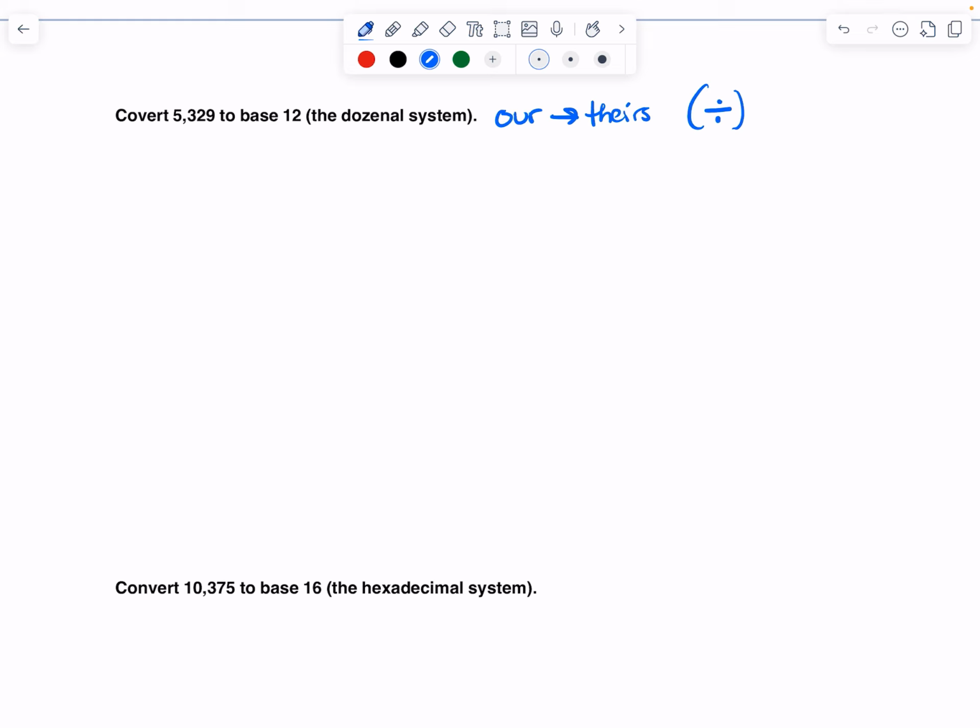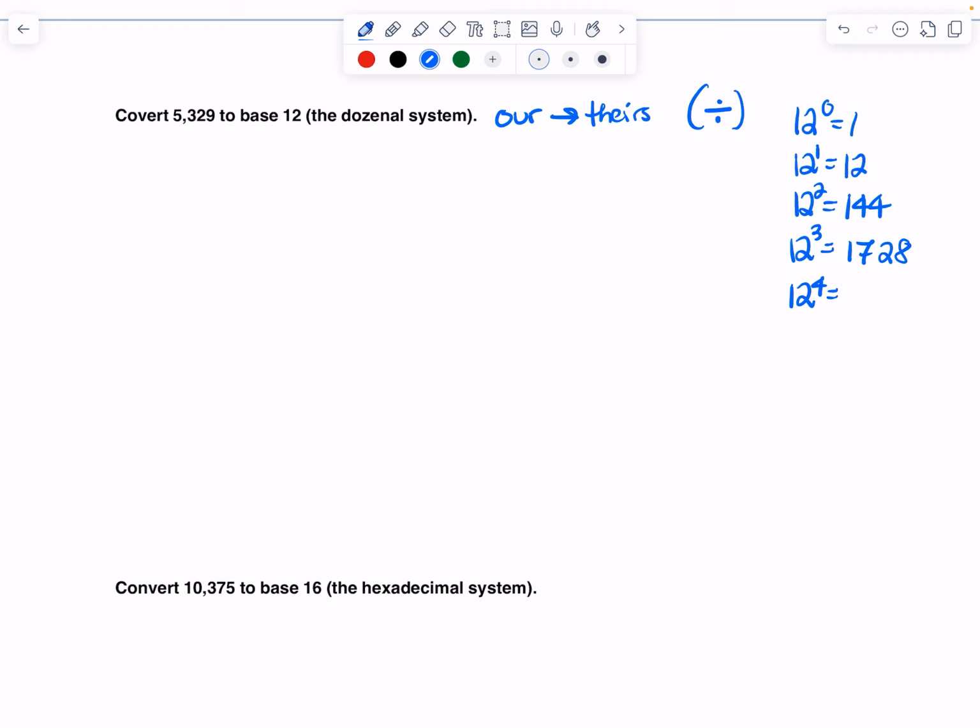Okay, so the first step is to figure out what am I going to use. So 12 to the 0 is 1. 12 to the first is 12. 12 to the second is 144. Now I got to figure out what 12 to the third is. So let's see. And when I do that, I get 1728.